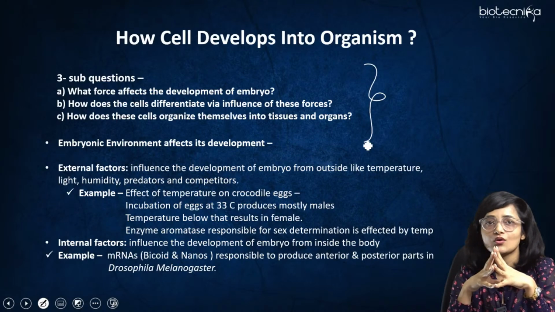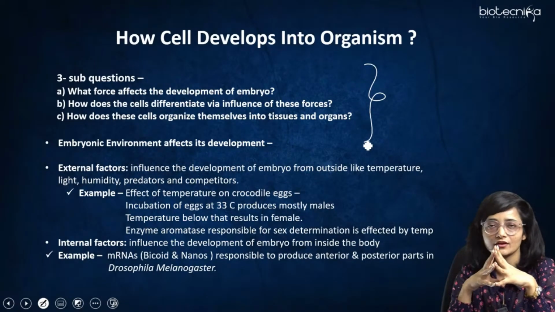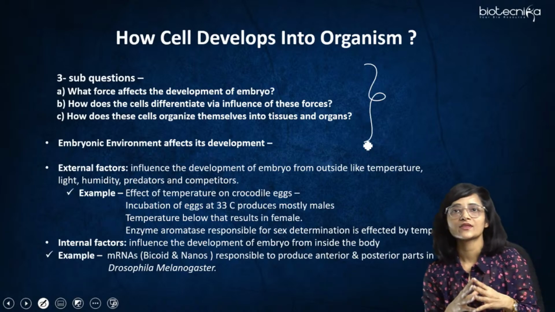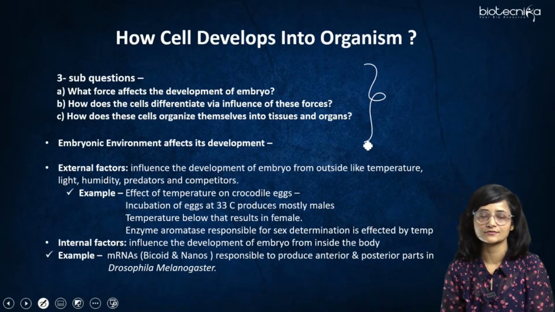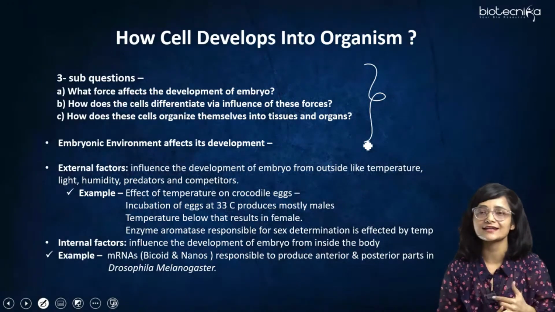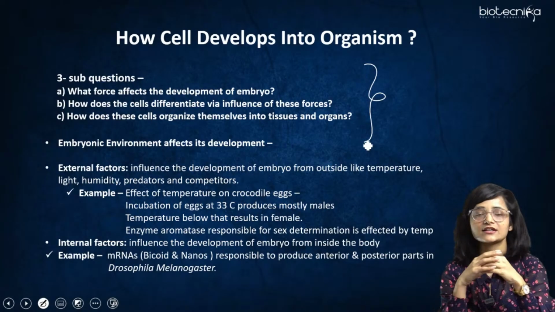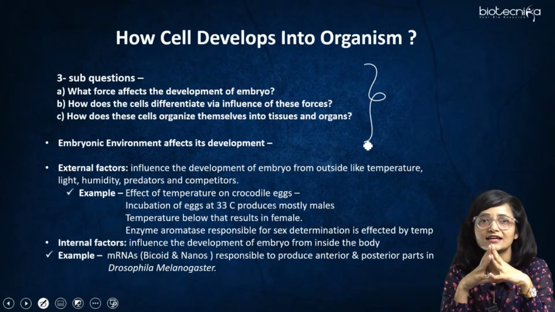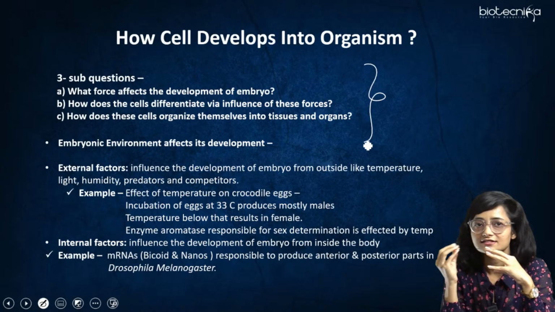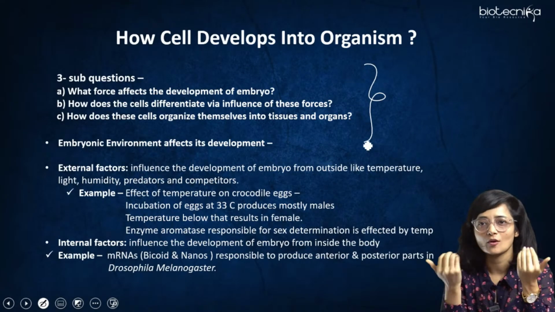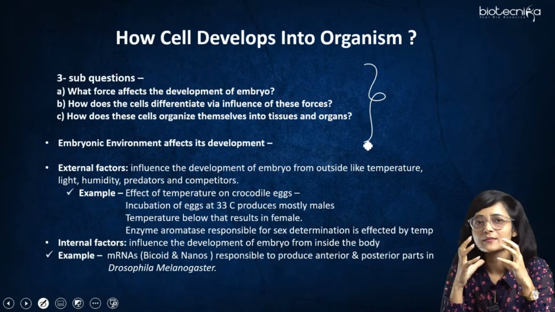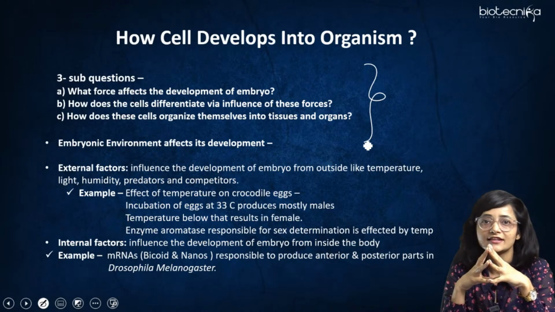So the first question says, what force affects the development of the embryo? For the development of an organism, there are basically two factors responsible. First is the external factor, and second is the internal factor, right? The external factor influences the development of the embryo from outside. External factors could be temperature, light, humidity, predators, or competitors, right? One very famous example of an external factor is the effect of temperature on crocodile eggs, right?